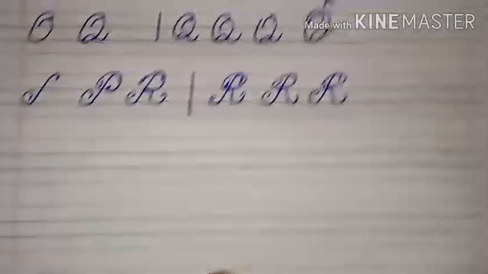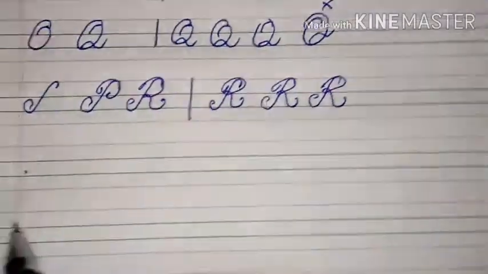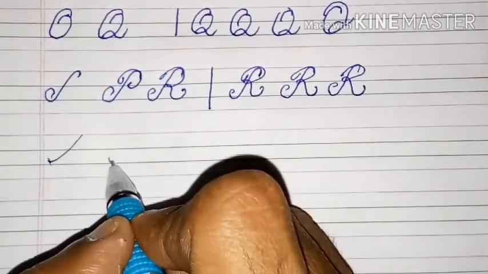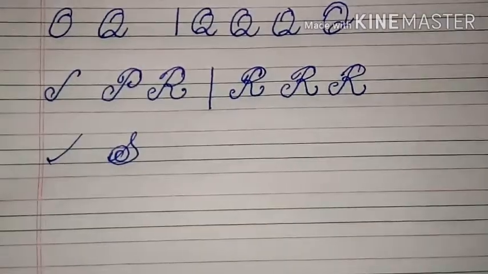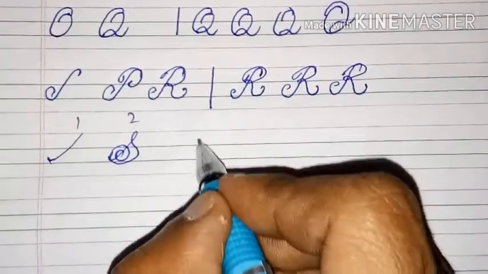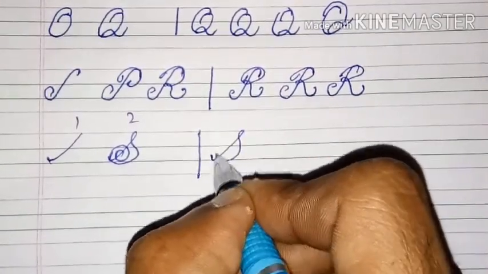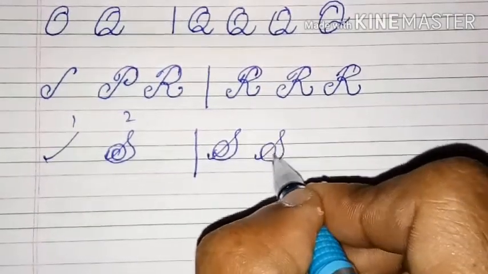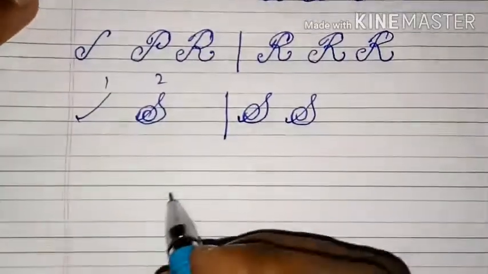Next one is S. S from bottom to top. You go like this. Make a loop like that. Hope you are getting this. This is S.